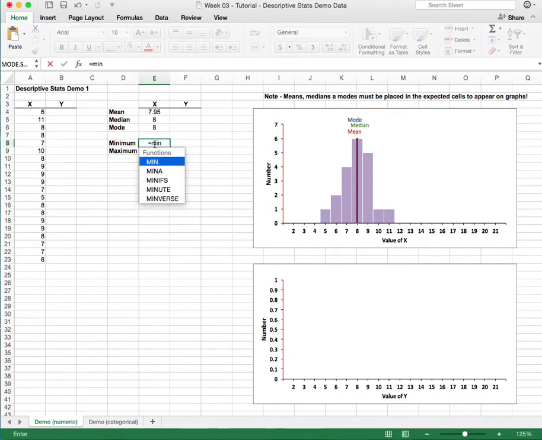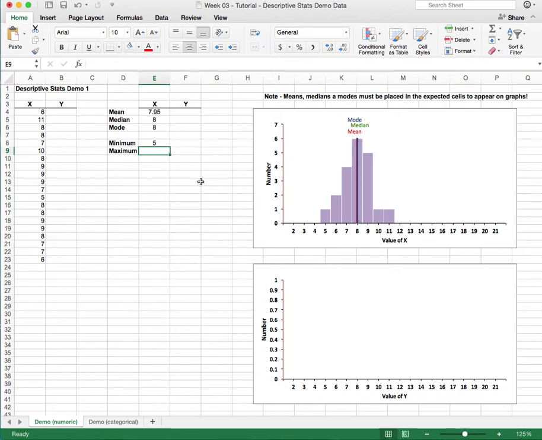Minimum is another nice easy formula, so just equals min, and then we can paste in. It's very handy if you copy that range and then you can just paste that in. And maximum is just equals max. Okay, so we have 5 and 11 as our minimum and maximum.